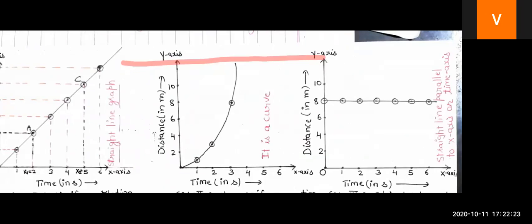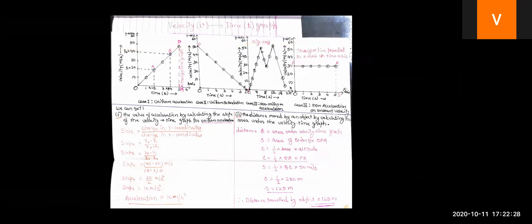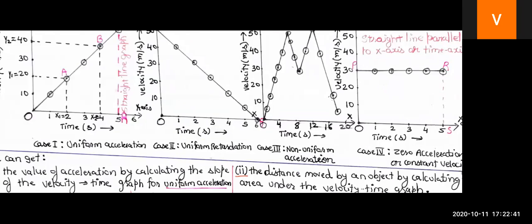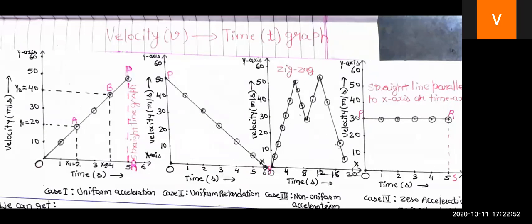Now, let's proceed to the next graph, and that is your velocity time graph. Okay, children. Now let's start with velocity time graph. So children, in velocity time graph, we are going to see 4 cases. First case is of uniform acceleration.